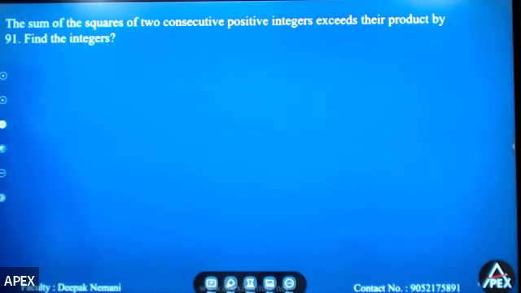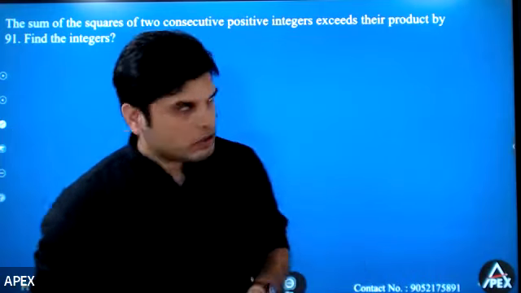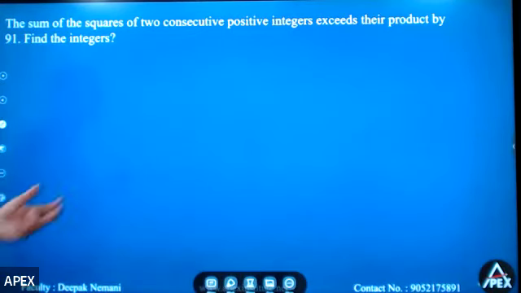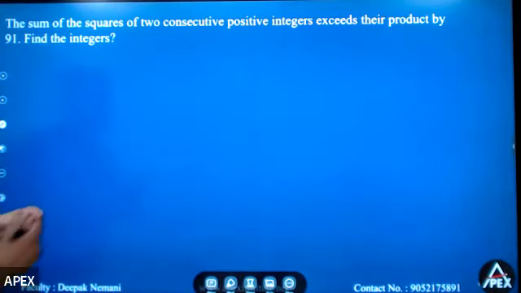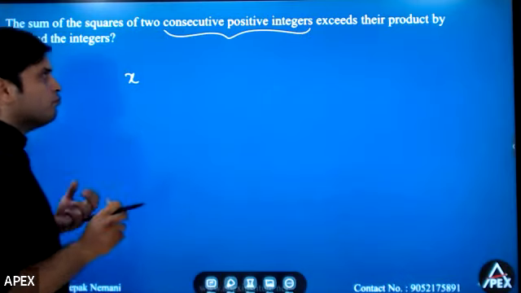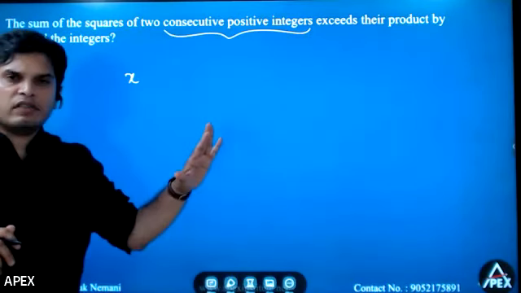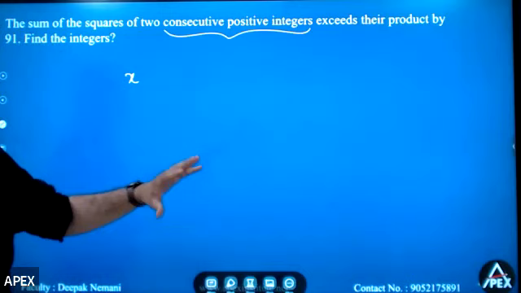Now, the sum of the squares of two consecutive positive integers exceeds their product by 91. Find the integers. So these are some types of board problems which are based on quadratic equations. Now the sum of the squares of two consecutive positive integers. Okay. So if I consider one of the positive integers as x, the other positive integer can be either x plus 1 or x minus 1.